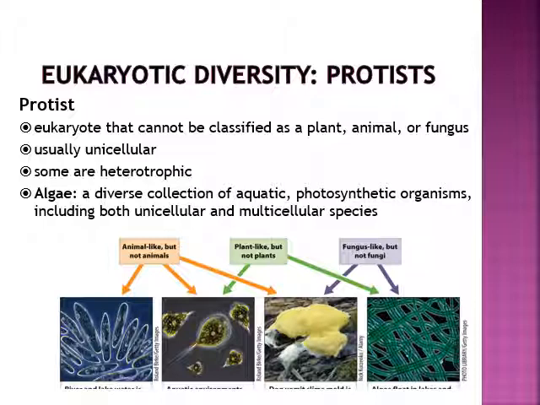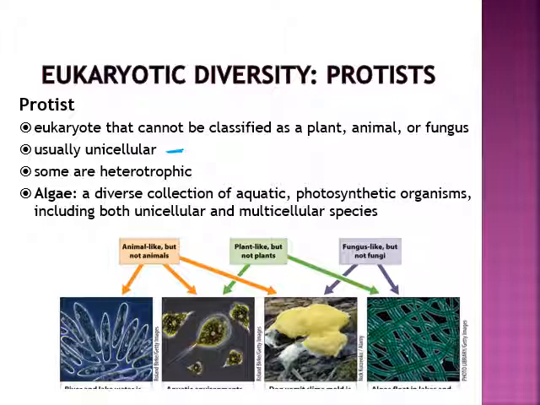Okay, so that's our plants, animals, and fungi. The very last classification that we're missing under eukaryotes is protists. Protists are really kind of weird, and they're really hard to classify. It's basically any eukaryote that can't be classified as a plant, animal, or fungus. And again, these guys are kind of strange. They're usually unicellular, which doesn't apply to most eukaryotes, but does apply to some. And some are heterotrophic, while some can still be autotrophic. These are things like algae, right? Algae is just a diverse collection of aquatic photosynthetic organisms, which have both unicellular and multicellular species.